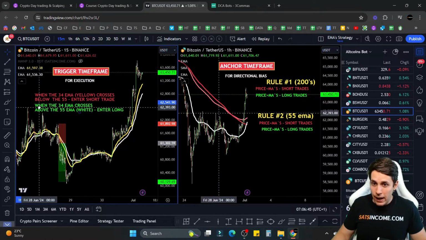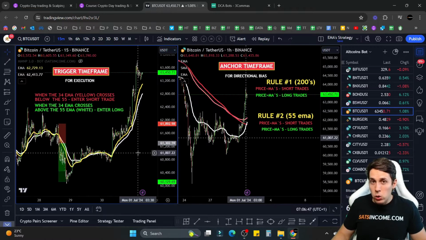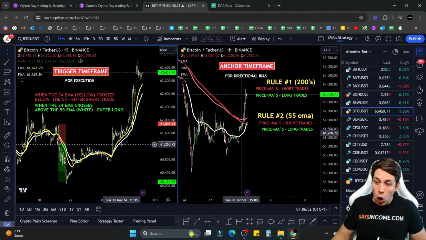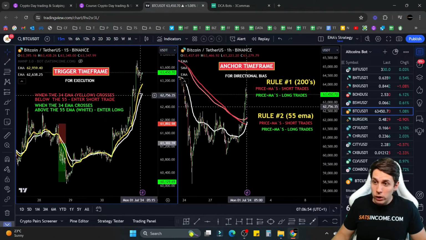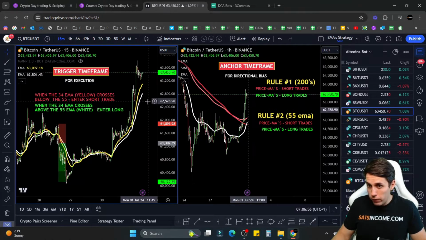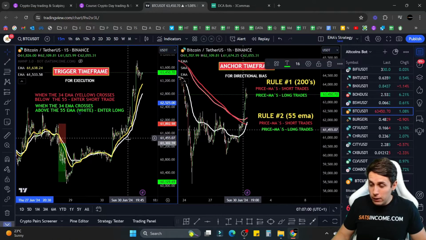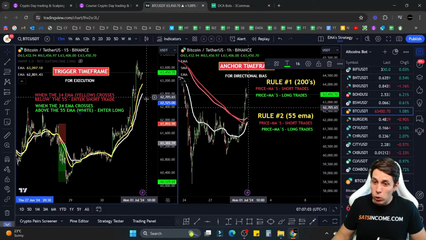Well, for the exit, guys, just like with our previous strategy, you can either target something like 2 to 1 reward to risk or even more than that, or you can simply wait for the 34 to cross back below the 55 if you are in a long trade, or wait for the 34 to cross above the 55 if you are in a short trade.